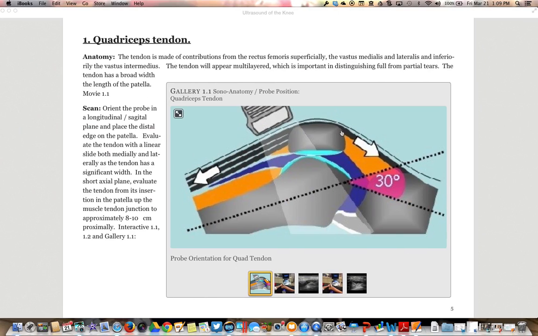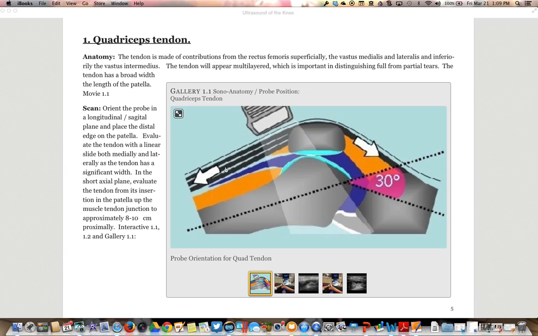Let's review the quadriceps tendon first. The tendon has contributions from the rectus femoris superficially, the vastus medialis and lateralis on each side, and inferiorly the vastus intermedius. The tendon will appear multi-layered, which is important when you distinguish full from partial tears. When you scan, place the probe longitudinally over the tendon and place the distal edge over the patella. Evaluate the tendon with a linear slide both medially and laterally, as the tendon has significant width. In the short axial plane, we will evaluate the tendon from its insertion on the patella up to the muscle tendon junction and approximately 8 to 10 centimeters above that.